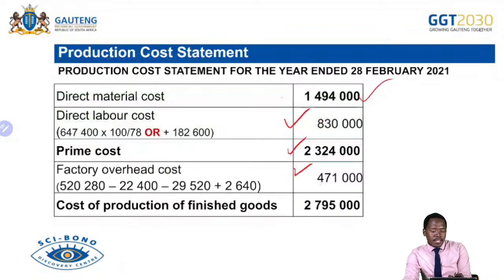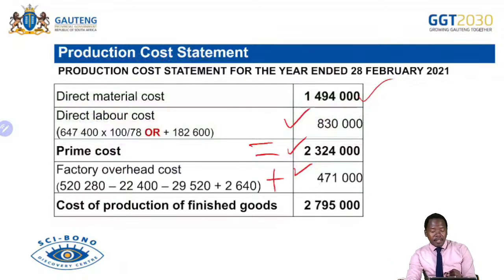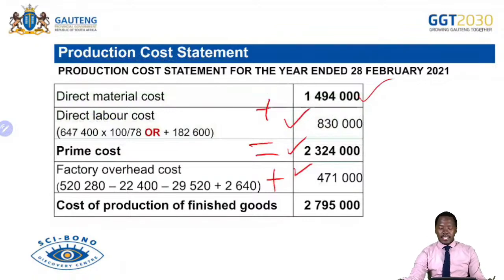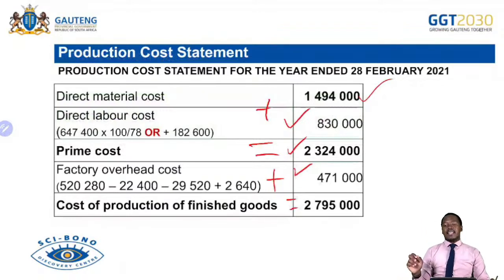How am I doing this, grade 12? It's 1,494,000 plus 830,000. That gives me 2,325,000, plus now I'm adding my 471,000. And then I will get my answer to be 2,795,000. That is not how we will normally do it. Remember, normally we'll add our work in process at the beginning, subtract our work in process at the end. That is what we'd normally do.